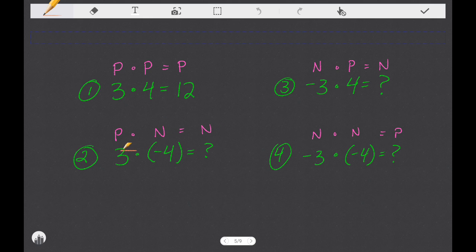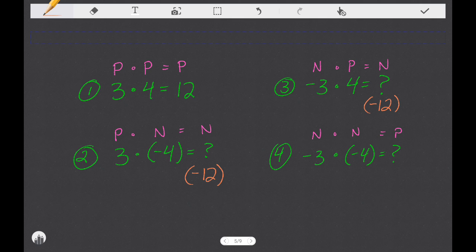So what is 3 times 4? Well, in this case, it's going to be 12. And since we know the answer is supposed to be negative because I have one of each, my answer is going to be negative 12. Okay, over here at example 3, we have a negative 3 times positive 4. So this is going to be very similar to what we just did. We have one of each. And so we're going to have 3 times 4, which is 12. And because I have one of each, it's going to be negative 12.